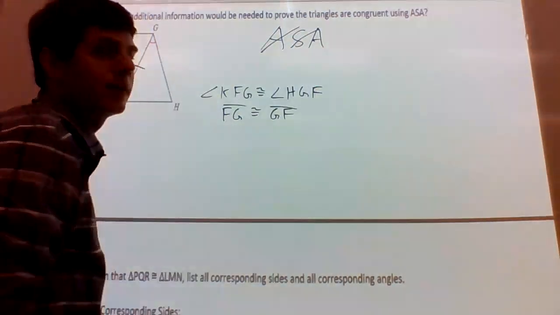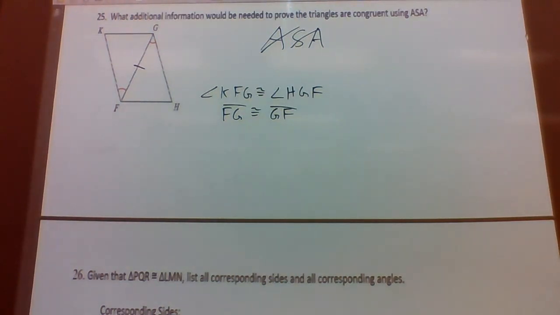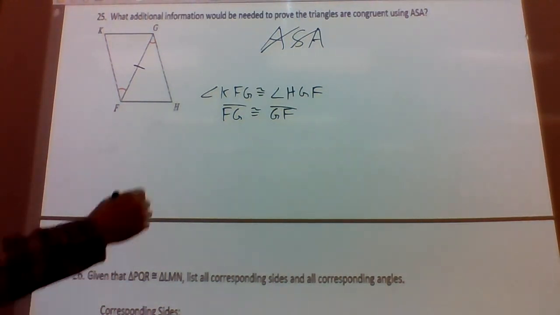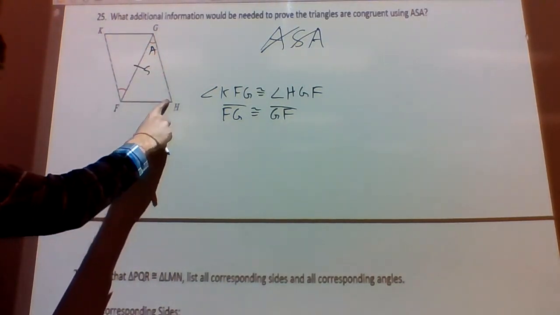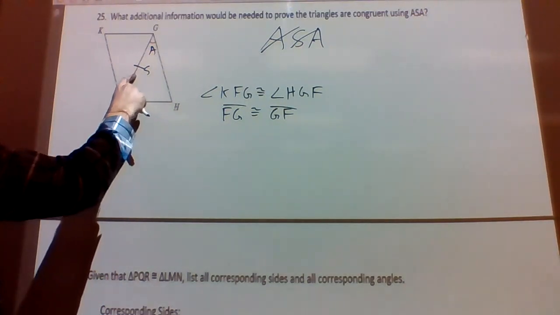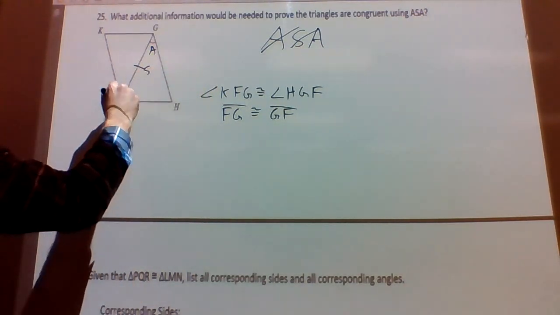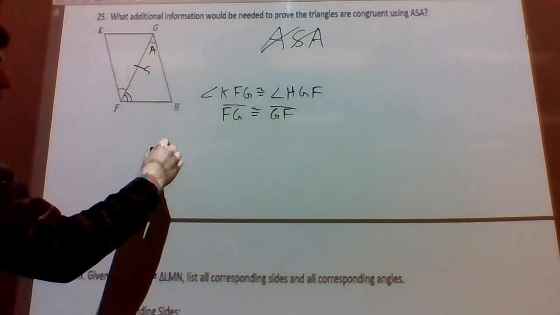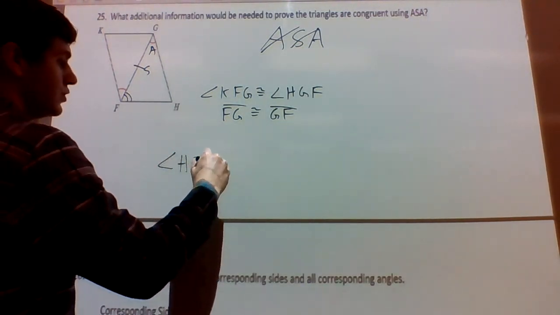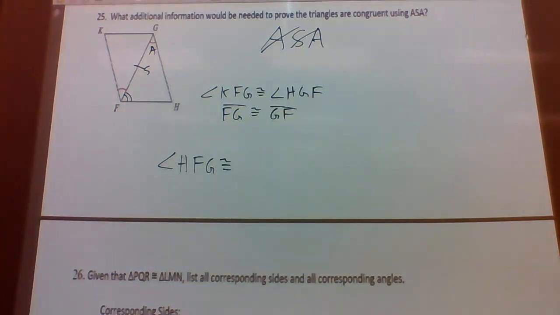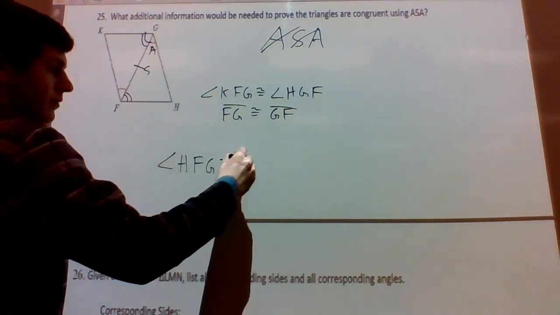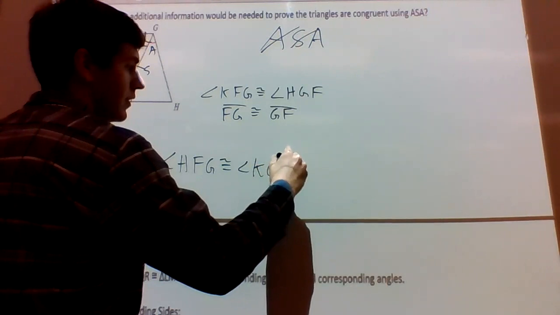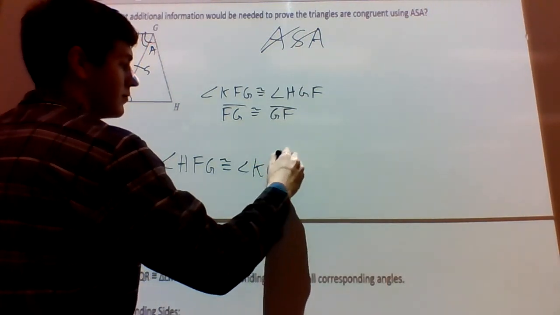Now we need another angle, and we need it such that the side is between the two angles. If we have an angle and a side, here are our two choices. If we put the angle over here, the side is not going to be between the two angles. So we have to put our angle here, right? Angle HFG. What corresponds to angle HFG? Well, it's going to be KGF. And that is our answer.